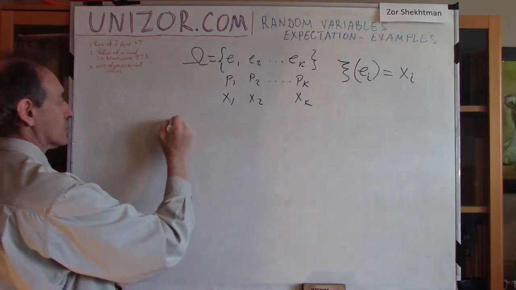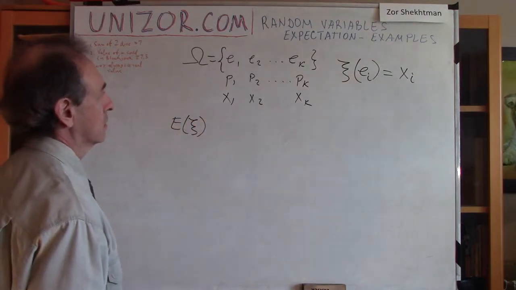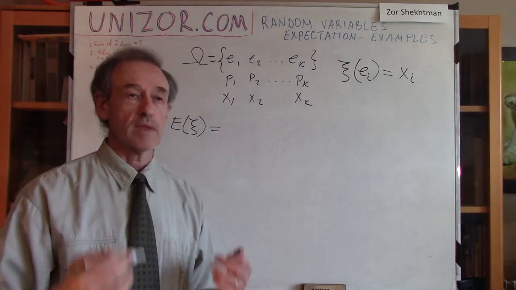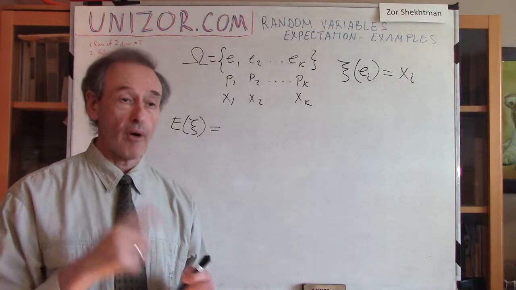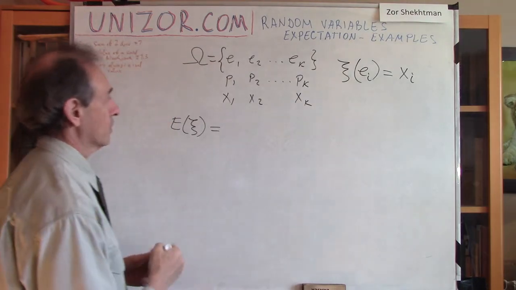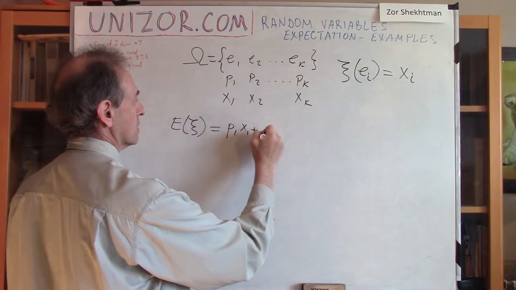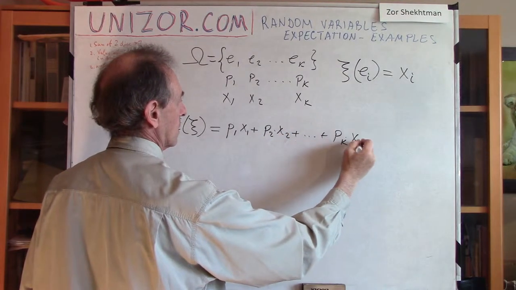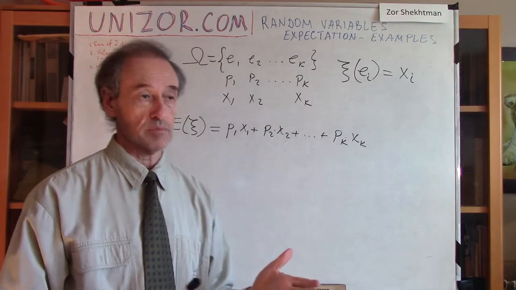Now, the expectation, or mathematical expectation, or expected value of our random variable is defined as basically the average value of our random variable per experiment if the number of experiments grows to infinity. And we have evaluated it. The formula is basically the sum of products of the probabilities by values. So that's the definition.